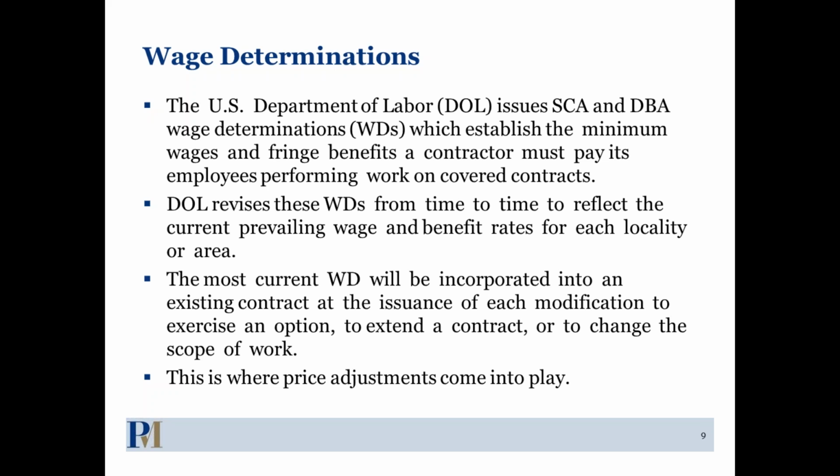So the whole reason we're here is to talk about price adjustments. And the reason that we need price adjustments is because the nature of wage determinations makes them fluid. They change throughout the year, and they can really change the value of a contract. The Department of Labor issues SCA and DBA wage determinations, which establish minimum wages and fringe benefits that you have to pay to employees performing work on your contracts.